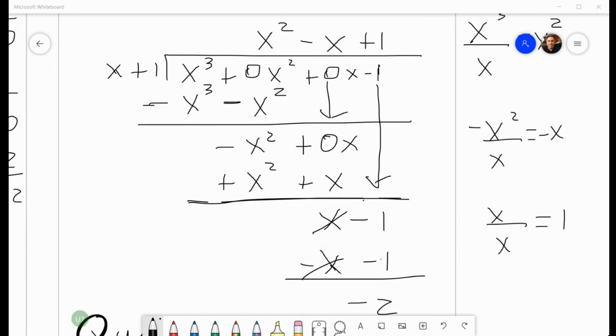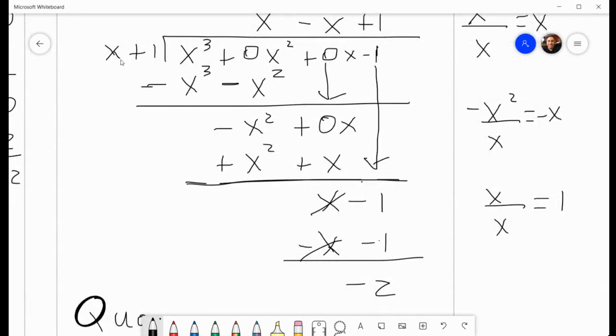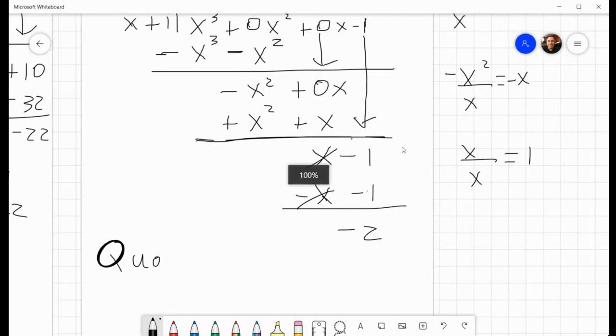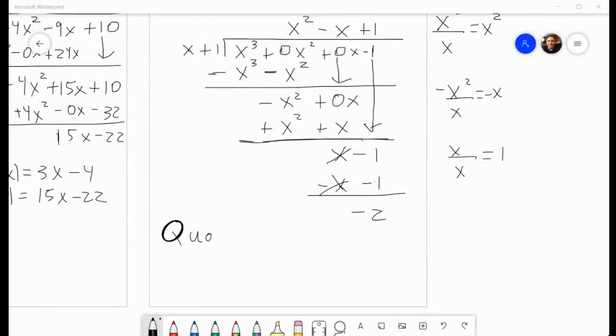Oh, sorry. How do I know I stopped? Because this difference is a non-zero constant. Its degree is 0, which is less than the degree of the divisor. So the quotient here, let me see if I can zoom out a bit. There we go. Good. So the quotient here is x squared minus x. Actually, let me just write that as q of x.